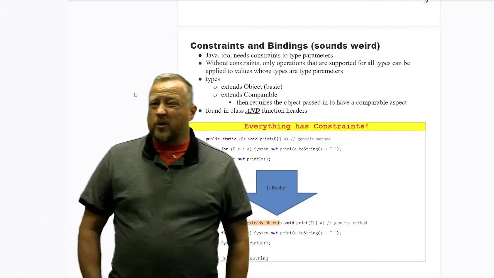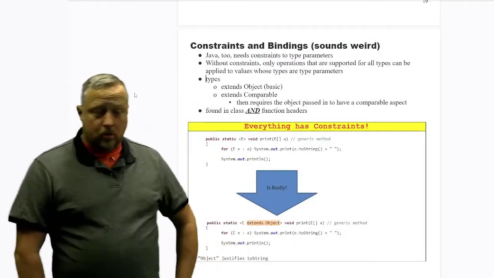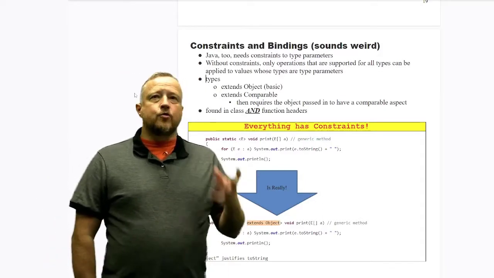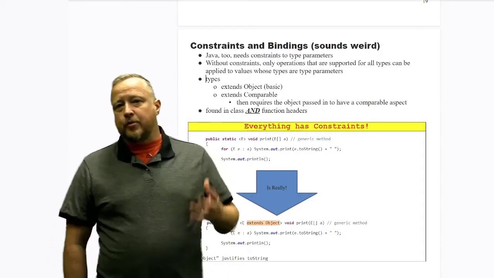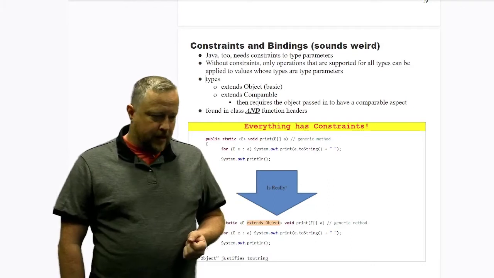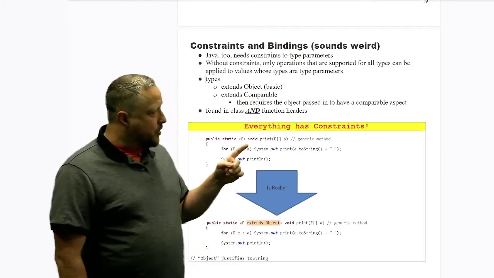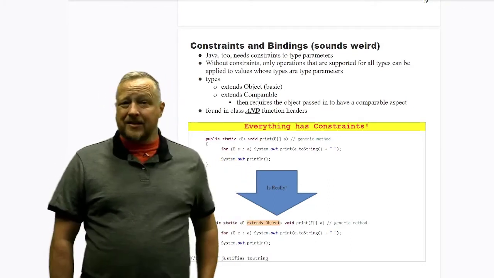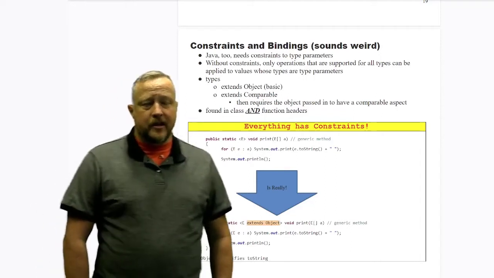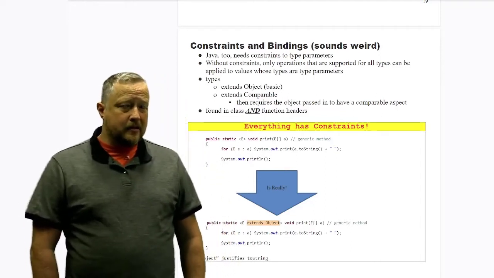So now we're going to go further down the constraints rabbit hole. Java is trying to do the best error protection that it can. And when we create code that just basically says, hey, we're going to pass in some type of object, Java's not a big fan of that.